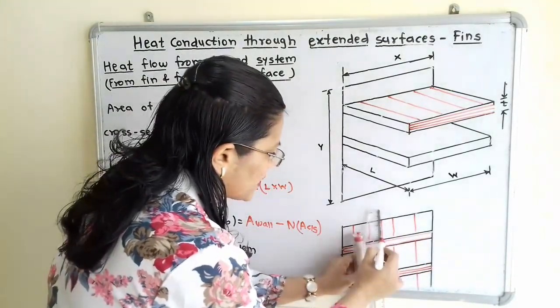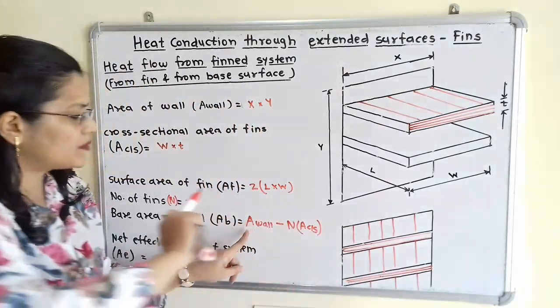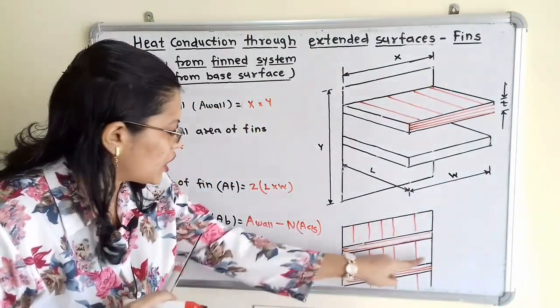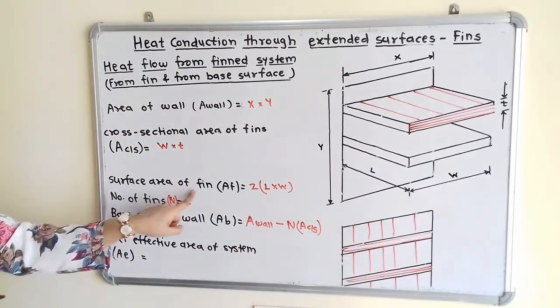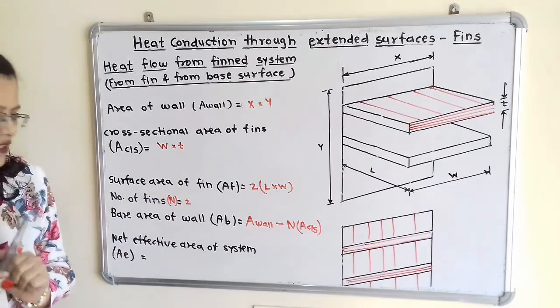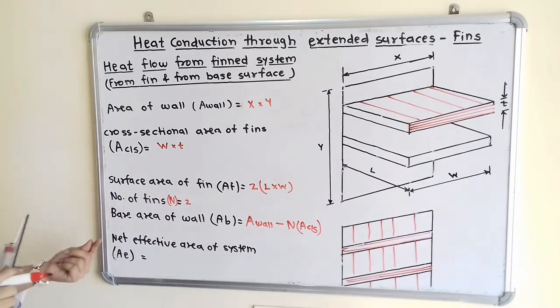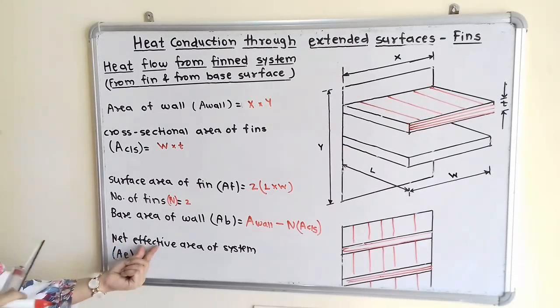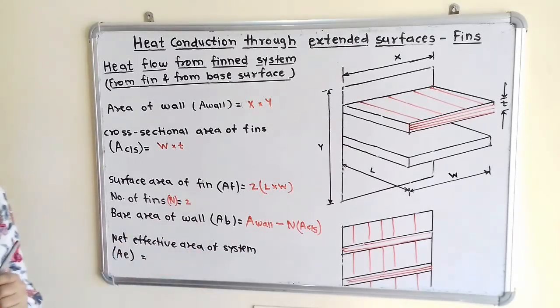So we have to measure this bare area with the help of the total area of wall minus n into the cross sectional area of the fin, that is ACS. That is, we have the formula here for how to calculate. Now we will move on to the net effective area of the system. So how to calculate the net effective area of the system?